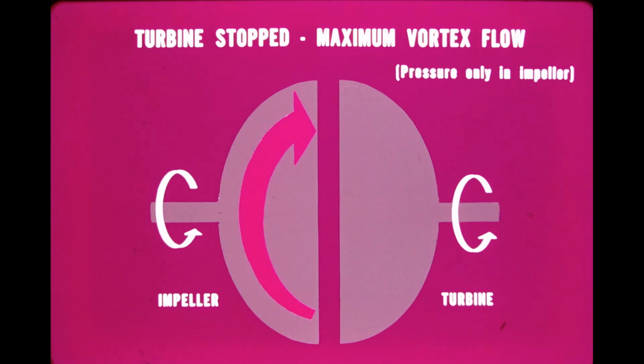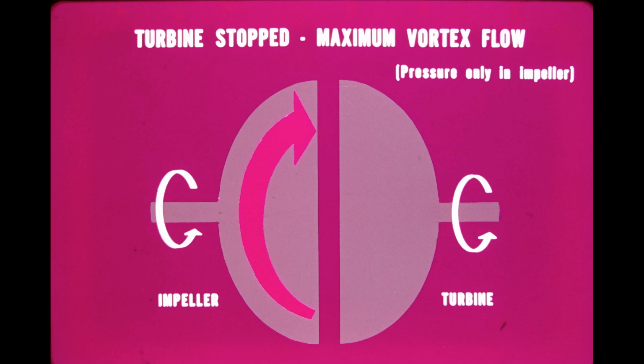If the turbine is completely stopped because of a heavy load, it will, of course, generate no centrifugal force. Since the impeller is still spinning at engine speed, fluid is thrown from the impeller and into the turbine with great force. In this condition, vortex flow is at a maximum. Remember, though, even in this situation, the fluid coupling can transmit no more torque to the drivetrain than the engine can develop.